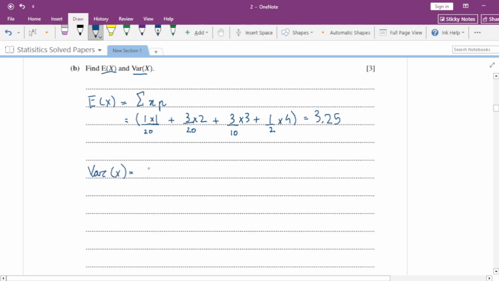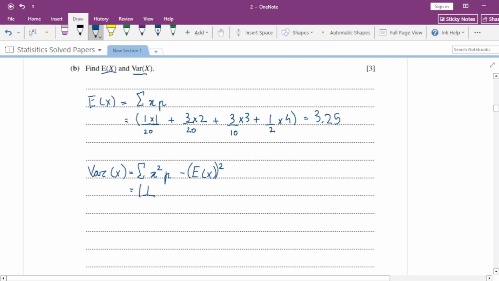Again, this one is simple. The formula goes: it would be the sum of x squared values into the probability. But after this, we have another thing, and that is it would have the squared value of the expected value subtracted from this sum. All right. So let's write that down.